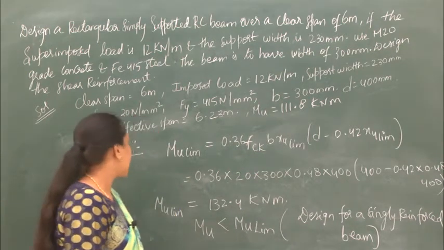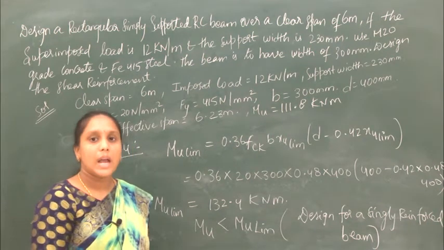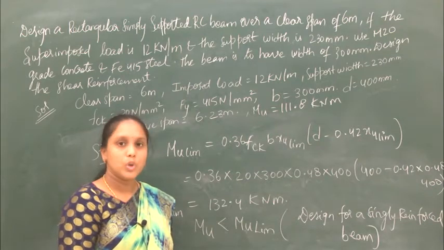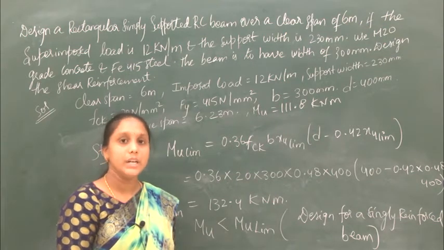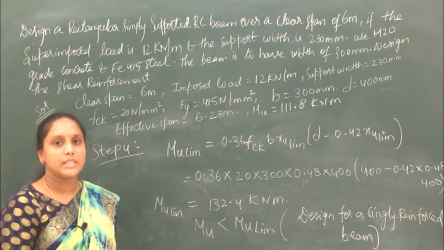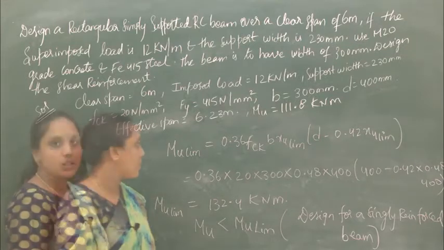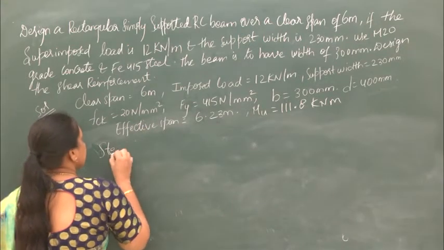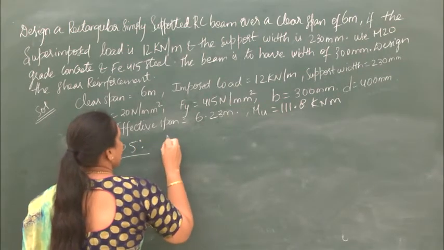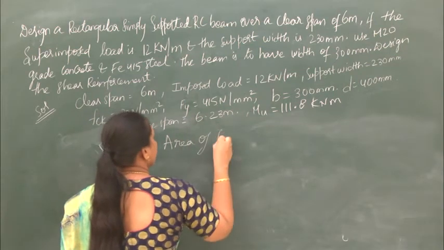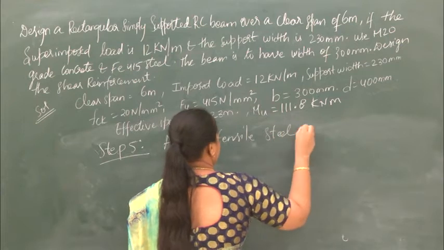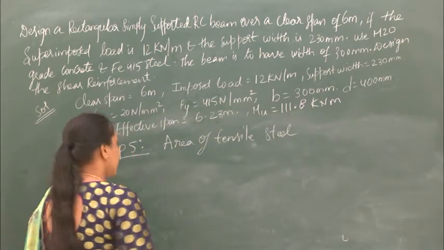So the next step, that is step 5, is to calculate the area of steel which you have to provide. That is, we have to calculate the Ast. Now let us calculate the area of tensile steel to be provided. So step 5 is to calculate the area of tensile steel or the tensile reinforcement. How will we calculate?